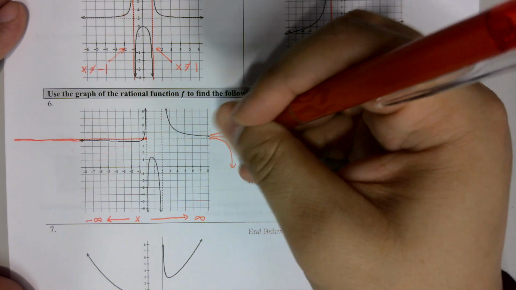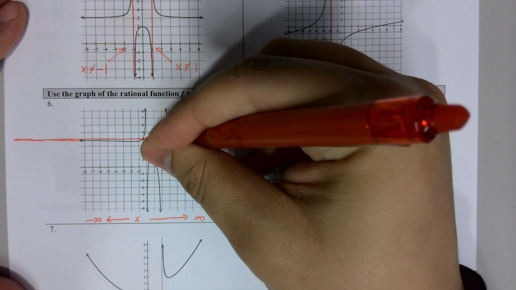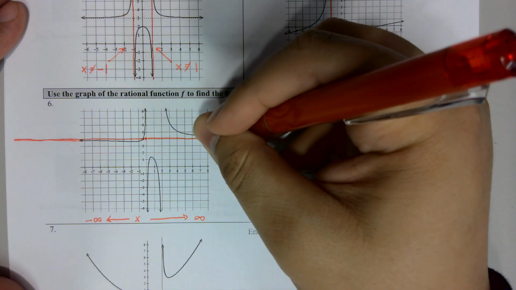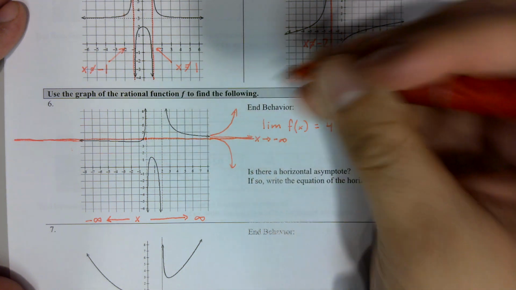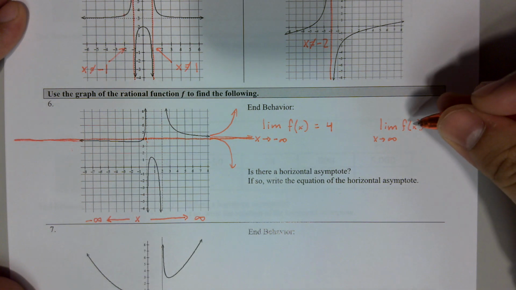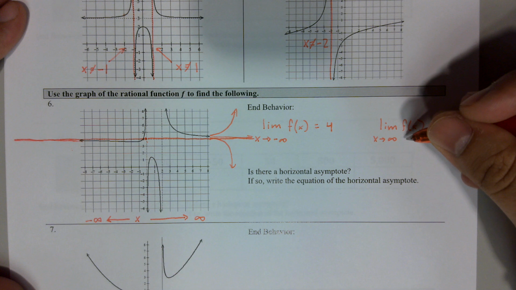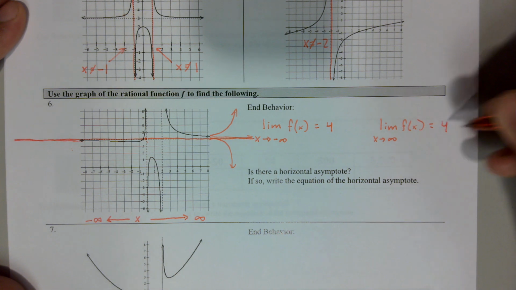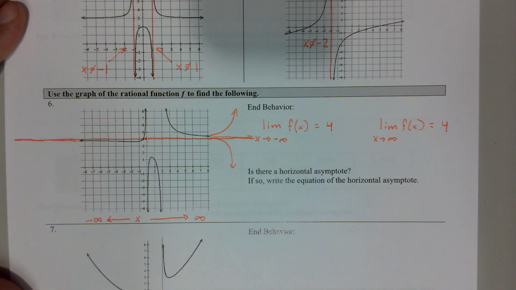And in this case, if we just trace it out, it is positive 4 here. So the limit of f of x as x goes towards positive infinity is also positive 4.